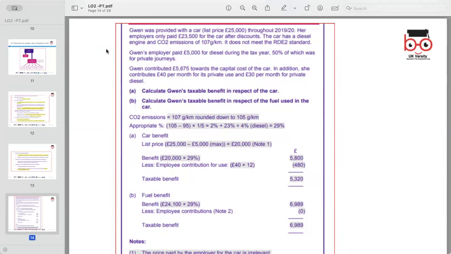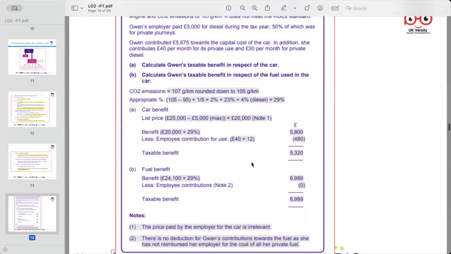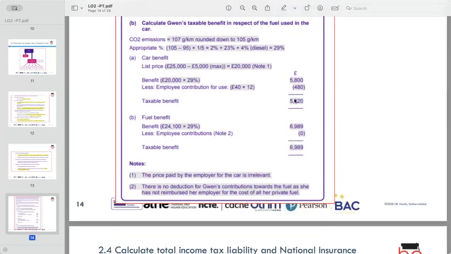at 29%. We then deduct Gavin's contributions towards the capital cost of the car, which is £5,675, as well as her monthly contributions for private use amounting to £480, £40 multiplied by 12. So after the deductions, we find Gavin's taxable benefit in respect of the car is £5,320. Now we will calculate the taxable benefit in respect of the fuel used in the car.